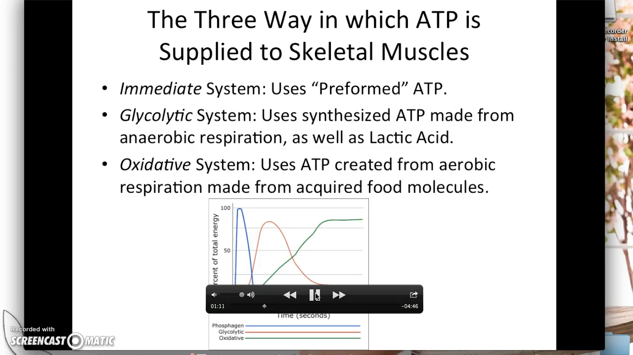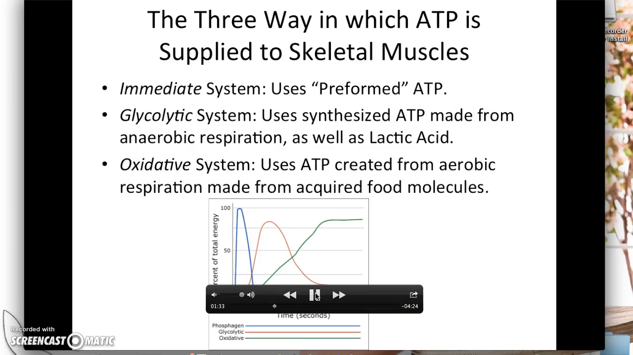The second form of supplying ATP is the glycolytic system, which uses synthesized ATP made from anaerobic respiration, which is cellular respiration without the presence of oxygen. This process anaerobically breaks down carbohydrates, which produces lactic acid in human beings.